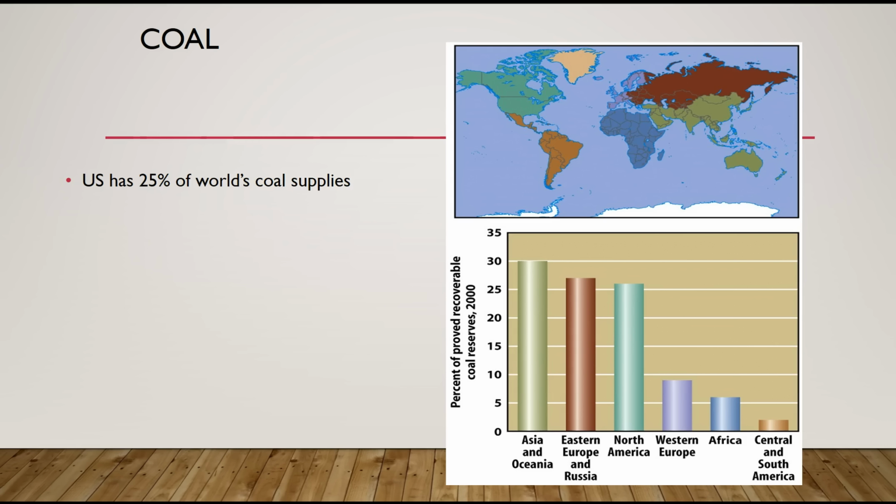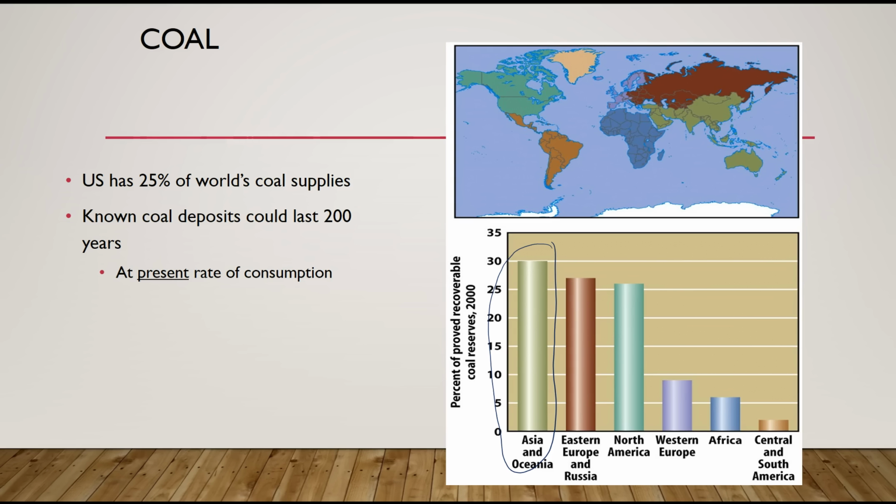All right. So if we look at coal worldwide, the U.S. actually has a very, very healthy supply. We have about 25% of the world's coal supplies here in the U.S. But we'll notice that Asia and Oceania, that region has the highest percent. Okay, if we look at the available coal, again, the known coal deposits, and we're not likely to discover any major deposits, they could last us up to another 200 years or so at present rates of consumption, before it either gets too expensive to extract or too difficult. If rates, of course, increase, we're going to see that number go down over time.